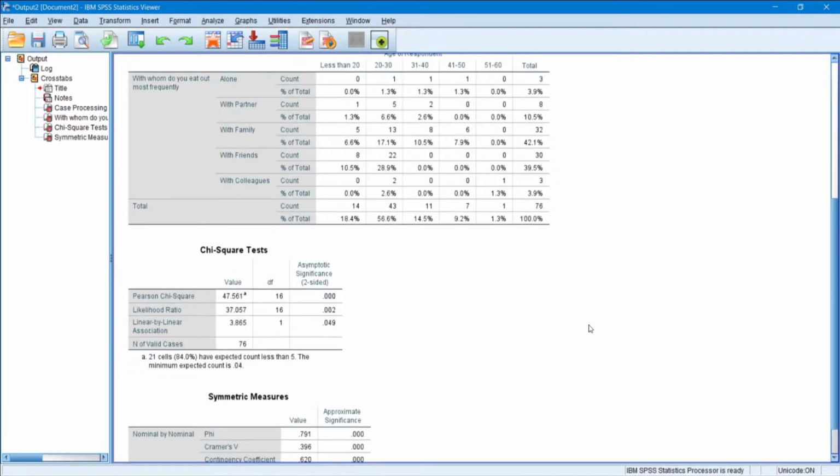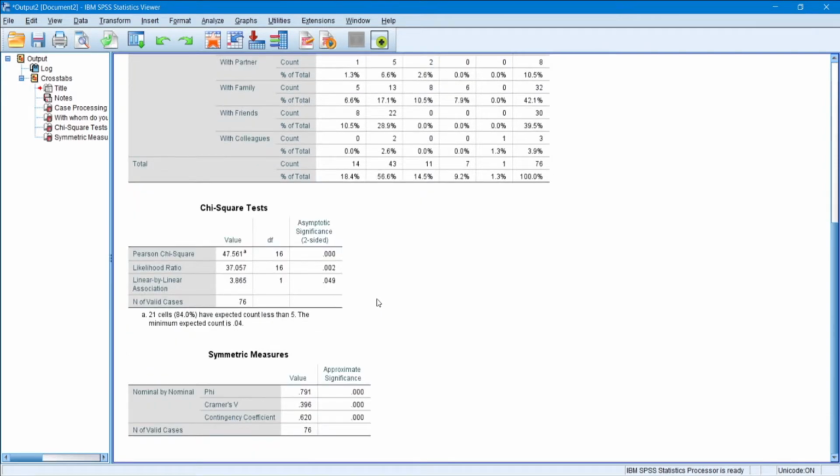Moving further, we move on to the chi-square test. Since the Pearson chi-square significance is less than 5%, which we take as our significance level, we'll be rejecting our null hypothesis. To know further what exactly rejected our null hypothesis, we'll be using symmetric measures. Under symmetric measures, there are three kinds of tests: phi, Cramer's V, and contingency coefficient.